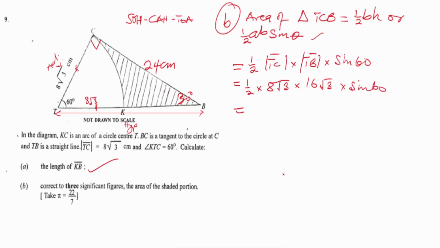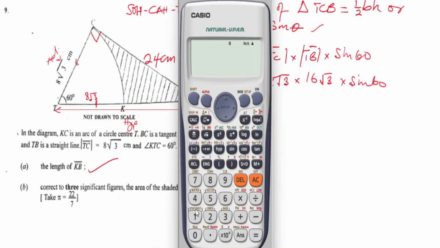And this will be equal to, let's work that on the calculator quickly. So you're going to have 1/2 times 8√3. Remember to bring the cursor out, times 16√3, and then times sine 60, which is the angle between the two sides you've chosen, then equal to, so that gives us 96√3. And let's just change it to decimal as well to see what we get.